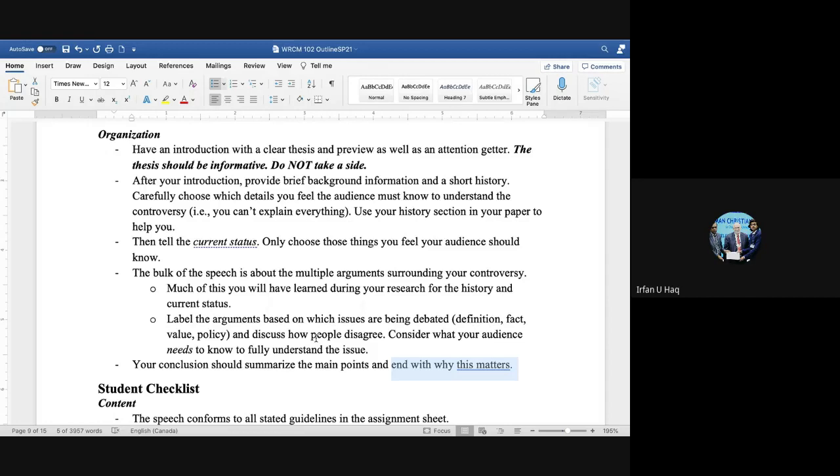And sir, how would we tell the sources while giving the speech? That we would tell the book's name. Oh yeah, okay.